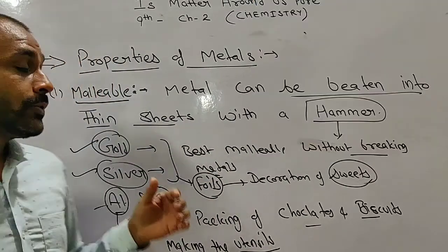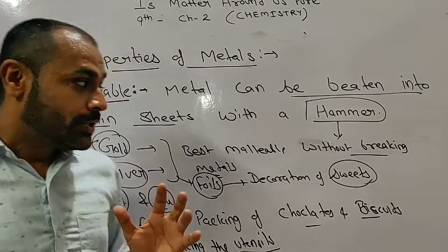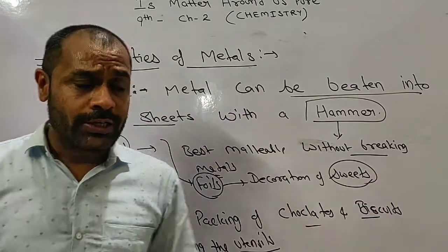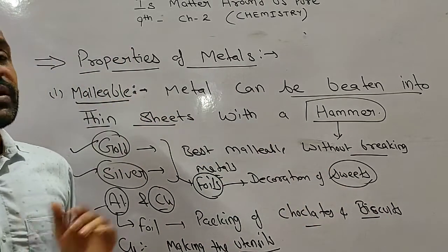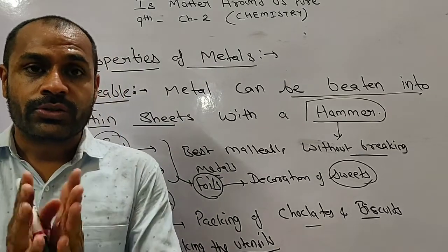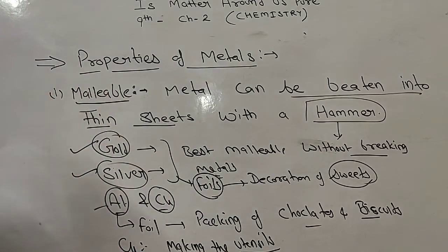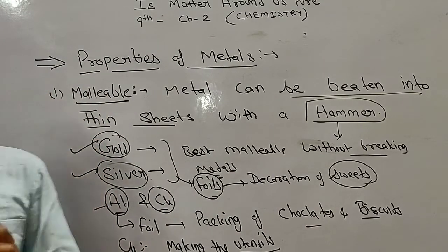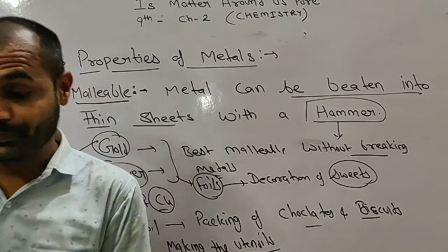On some sweets we also use gold foil. So they can be converted into foil because they show the malleable property. Fine. So this is a very important property, and this is a characteristic property of metals.